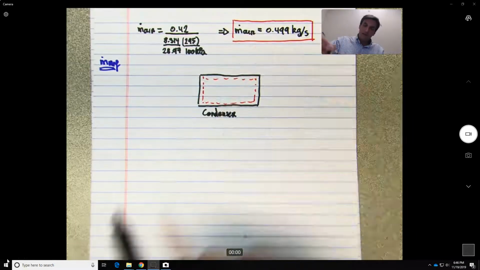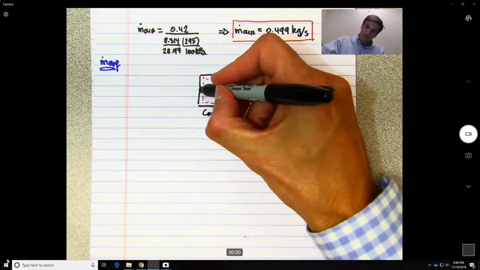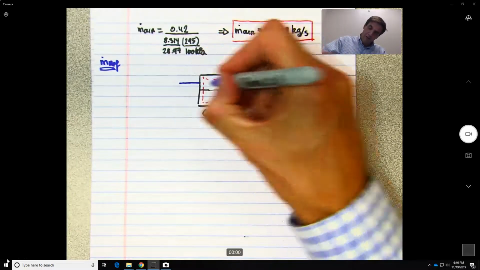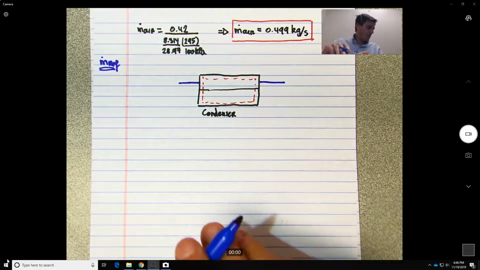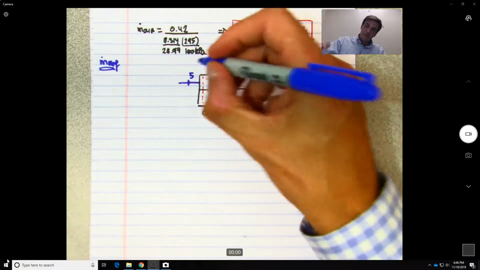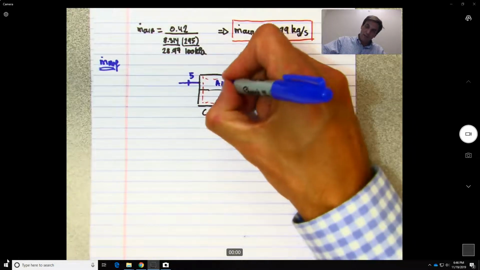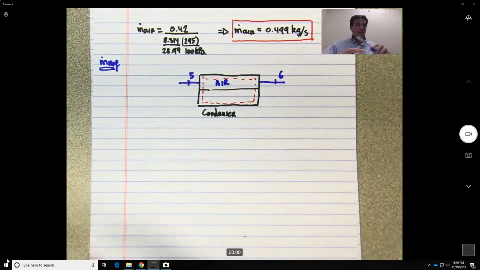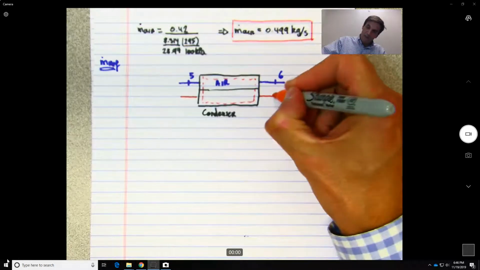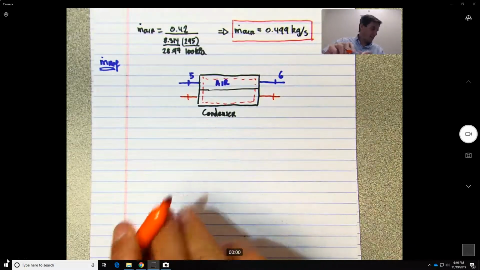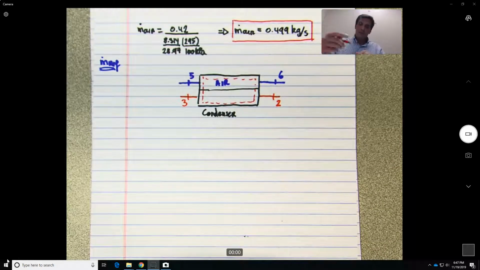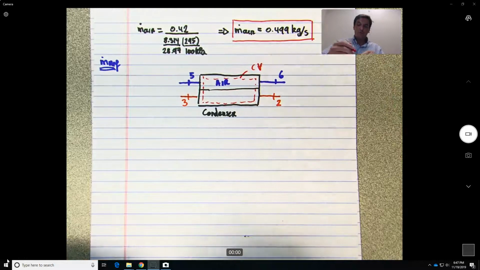We know this is divided by 2. So on top we have the air, which we know everything about now, and we have here 5, we have here 6. Okay, we know this air. And then at the bottom we have the refrigerant that goes this way, where this is 2 and this is 3. Okay, so this is the control volume.